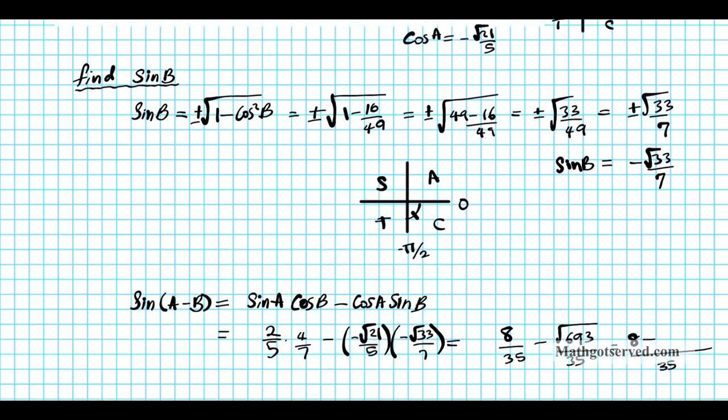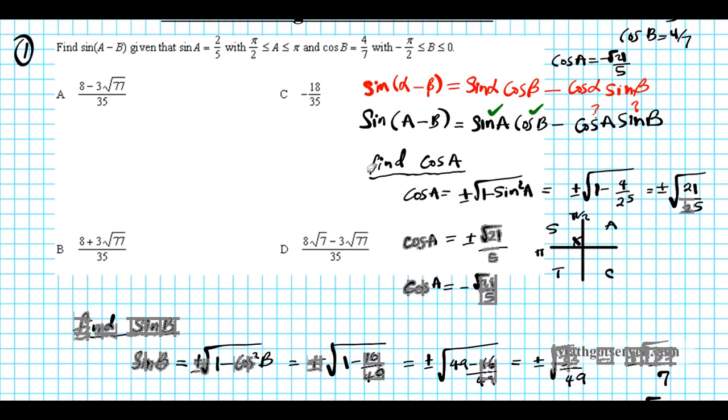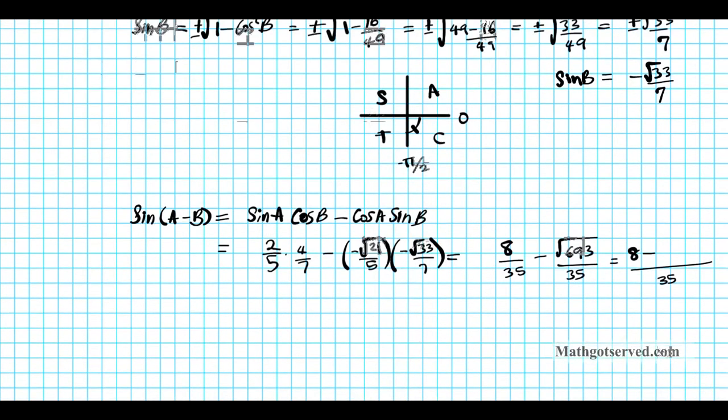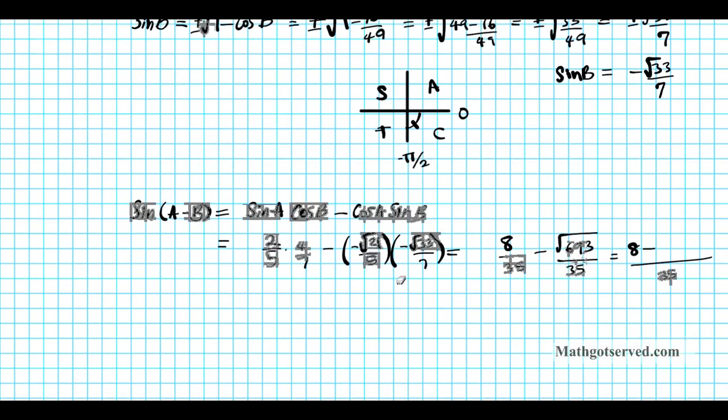So let's look at the options that we have. Oh, we can see that the answer is option A because that's the only one with 8 minus. But let's go ahead and show that this reduces into 3 root 77. All right, so let's break that down on the side here.